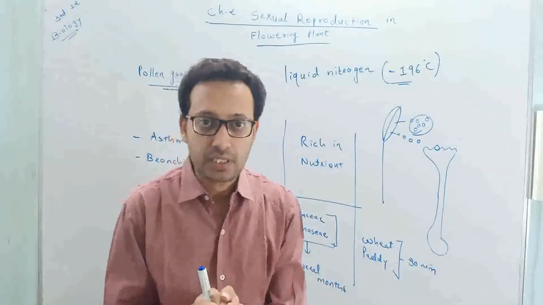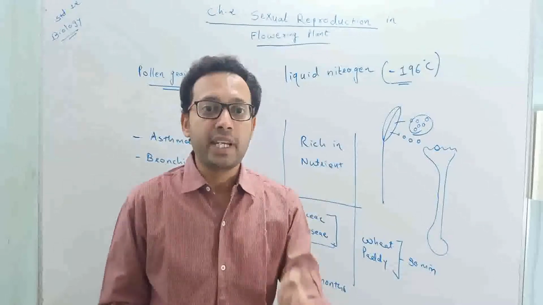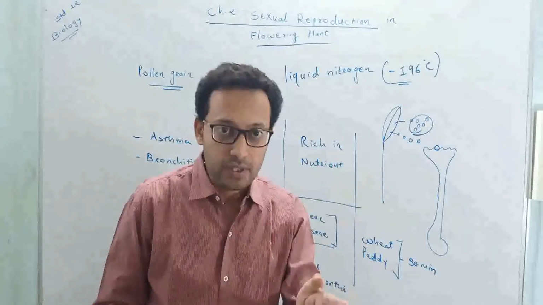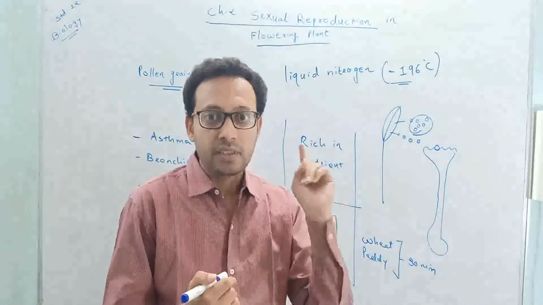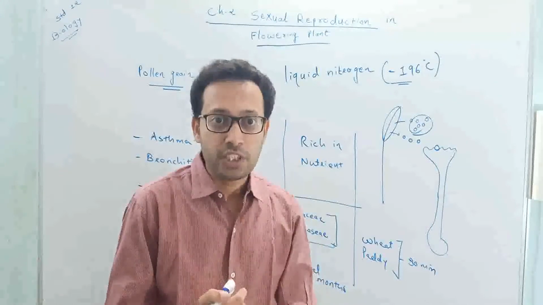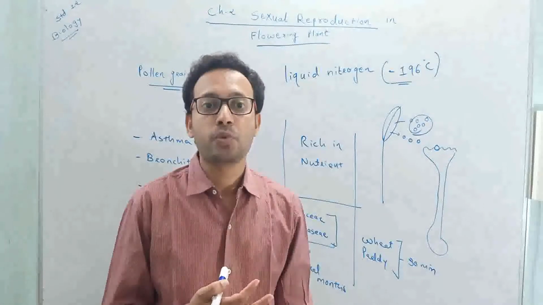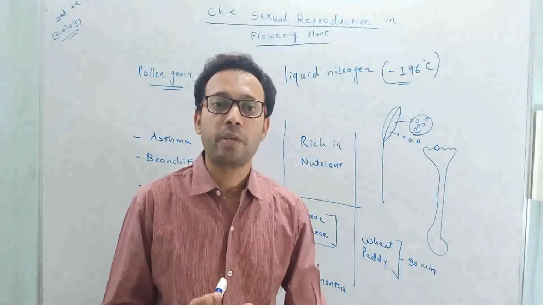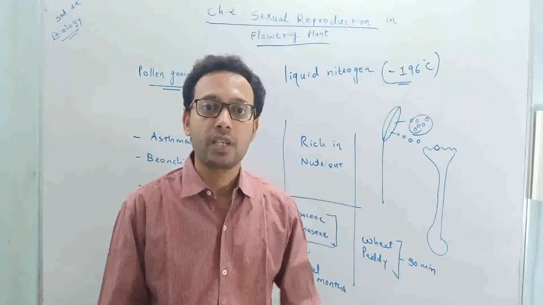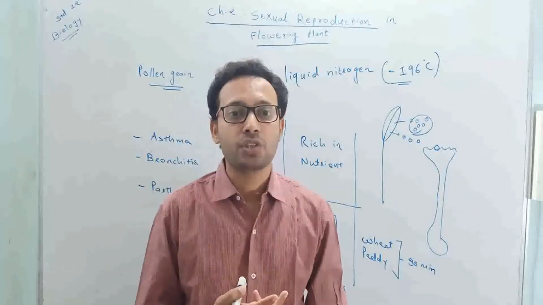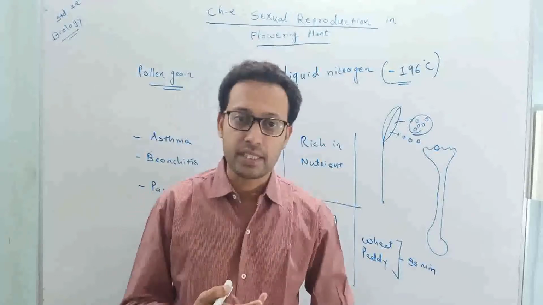So we have discussed the structure of male reproductive part of a flower, that is a stamen, anther, microsporangium, and we also have discussed regarding the process called as microsporogenesis and the process of development of male gametes. Apart from that, we have also seen the structure of a pollen grain and their characteristics.